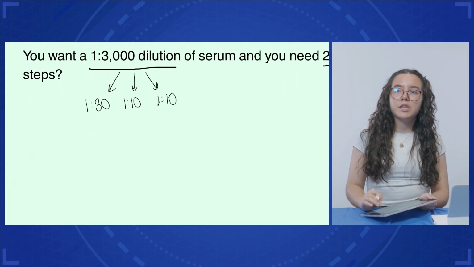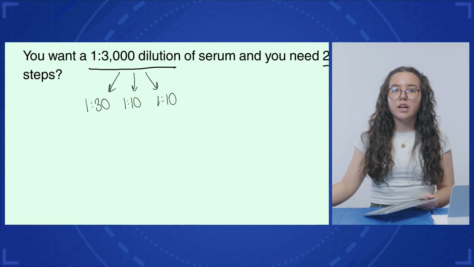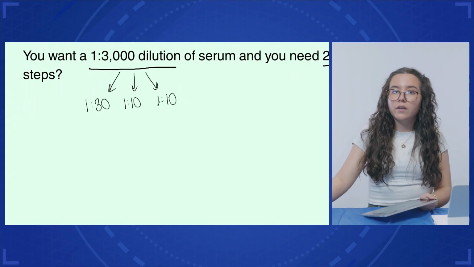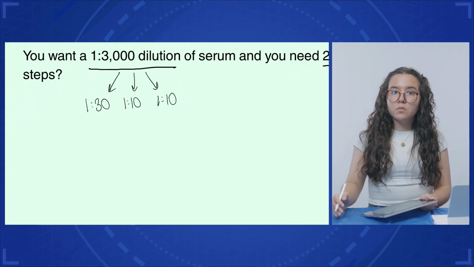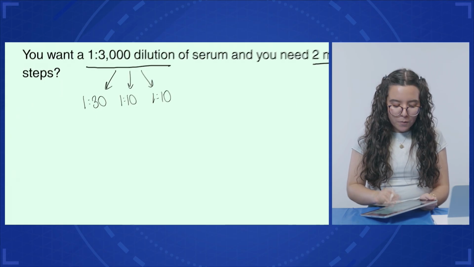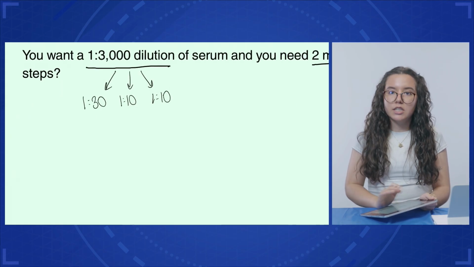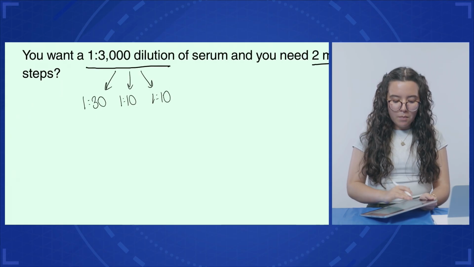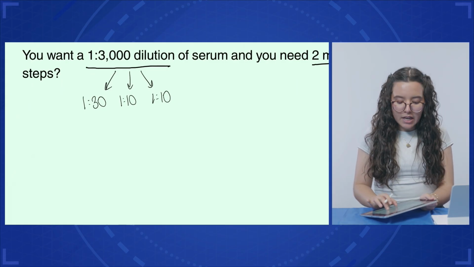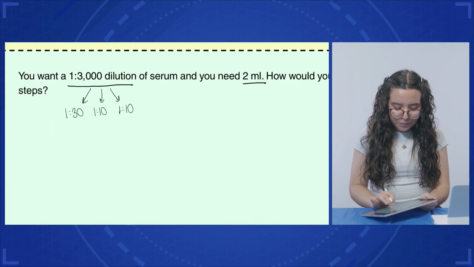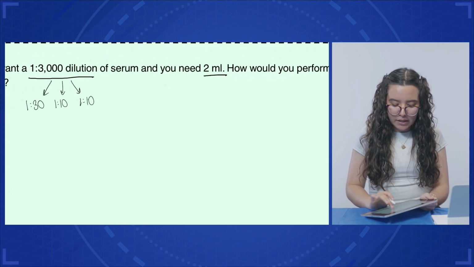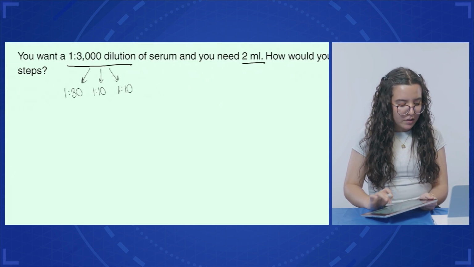You don't want to split them up too much because then obviously you're adding more work to yourself and honestly more room for error as well. But you don't want to make them so small that the volumes you're dealing with are very large. So I think 3 is always good. Obviously it depends on the total dilution factor, but here a 1 to 30, 1 to 10, 1 to 10, all of them seem very reasonable to me. So go ahead and do that. And now you need 2 milliliters. How will you perform this dilution?